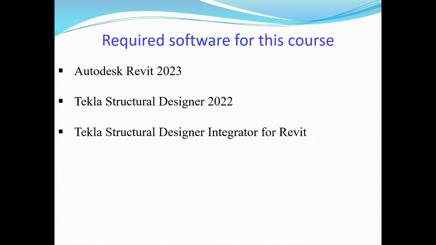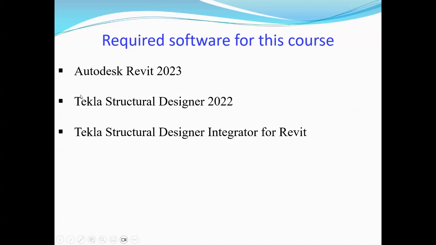Okay, so this is the end of my part. From next class onwards, I am going to start the software. For this software course, basically you have to install two software, and the third one is an integrator. Autodesk Revit 2023. I'm going to use the latest version; 2024 may be out, but I'm going to use 2023. Better you install 2023. Tekla Structural Designer, I'm going to use 2022. They don't have 2023 yet.